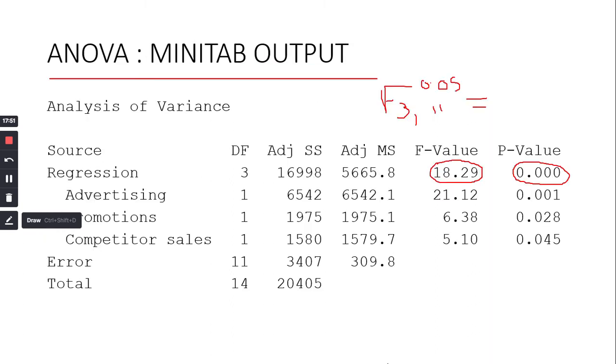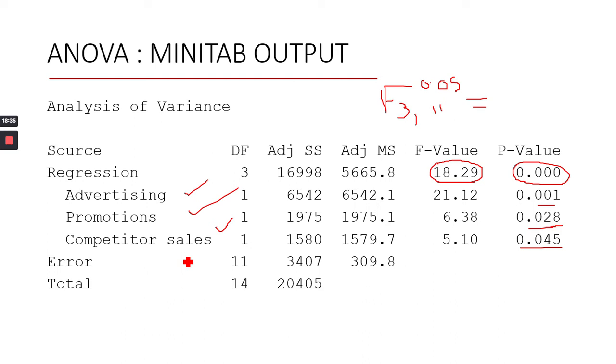Now, is that enough? Surely, when we have this, it means we then go on to look at each individual variable in our model: advertising, promotion, and competitor, sales of competitors. So sales of competitors is a significant variable in the model. Promotion is also significant in the model. Advertising is significant in the model. All of these are significant at 5%. But if we say at 1%, then we will only remain with advertising.